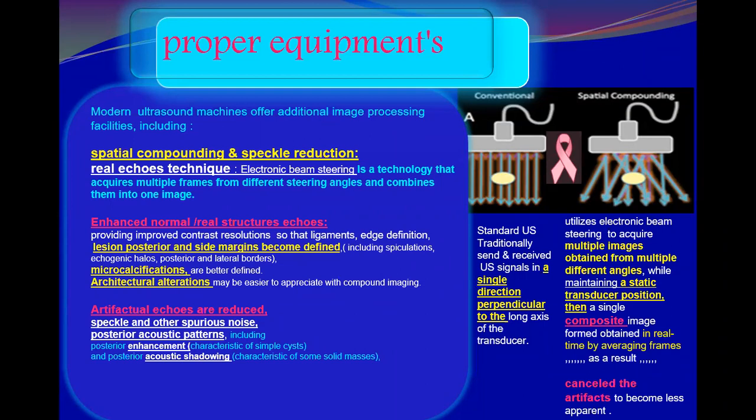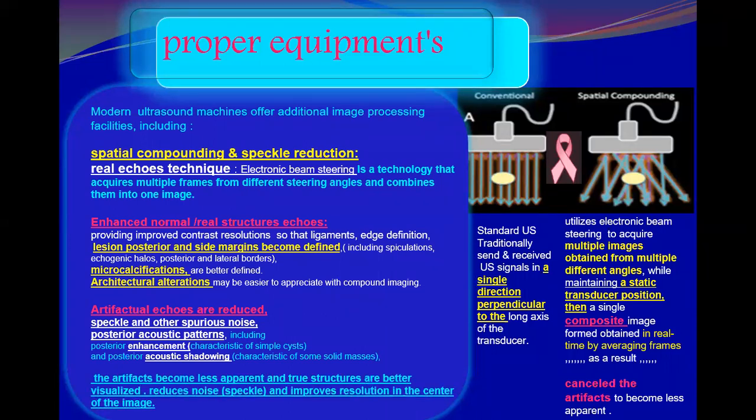as well as improve visualization of microcalcifications and architectural distortions. And also reducing artifactual echoes like speckles and other spurious noises. However, even the beneficial artifacts like posterior enhancement and acoustic shadowing, which are characteristic of lesions, can also be reduced by spatial compounding. So we have to be cautious to use it on and off to characterize a lesion. The artifacts become less apparent and true structures are better visualized. So it will reduce the noise and speckles and improve resolution in the center of the image.